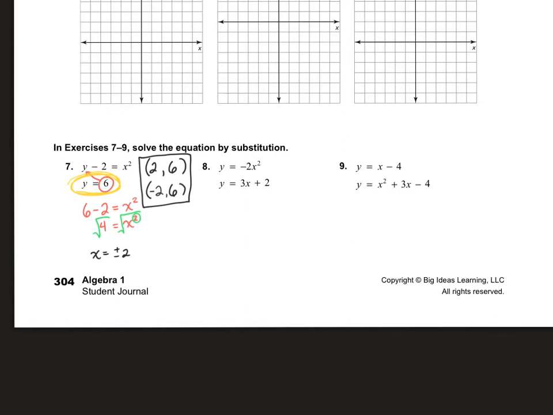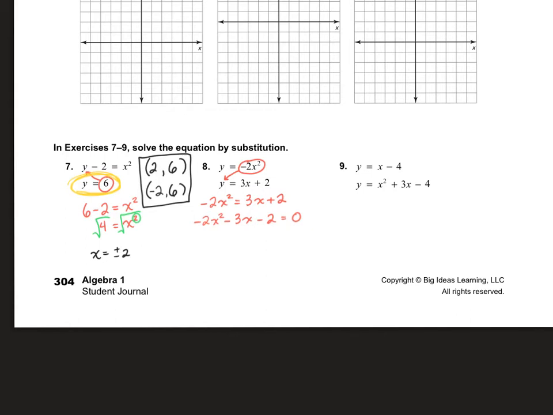So on number 8, they both equal y, which means I'm going to take one of these and plug it into the other one there. So that means I have -2x squared is equal to 3x plus 2. In order to solve quadratic equations, you need to get everything over to one side. So that would give me -2x squared minus 3x minus 2 is equal to 0. If I try to think about factoring it, I know that I can't factor this one. So that means that the easiest way to solve this would be to use the quadratic formula.